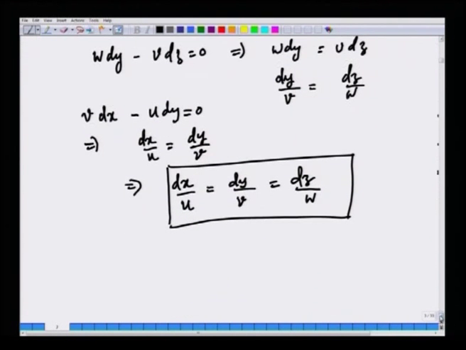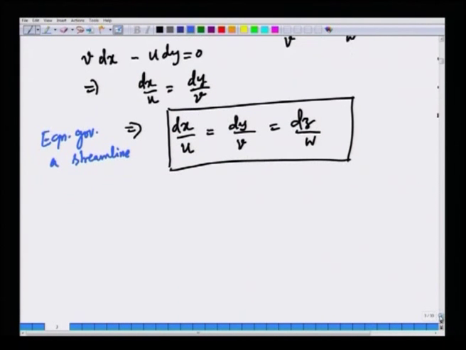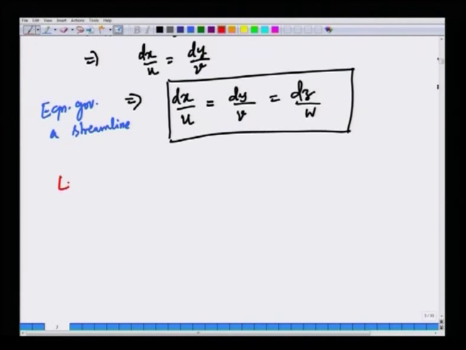So, this is the equation governing a streamline. If we are given the Eulerian velocity vectors, I will illustrate with the help of an example how to calculate an expression for the equation of a streamline.